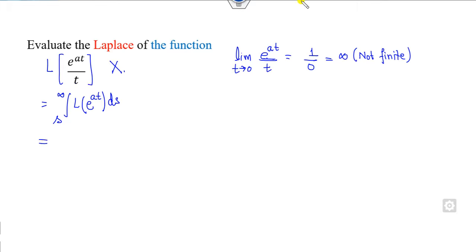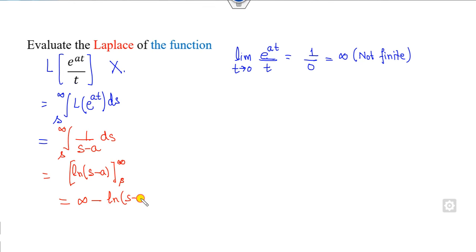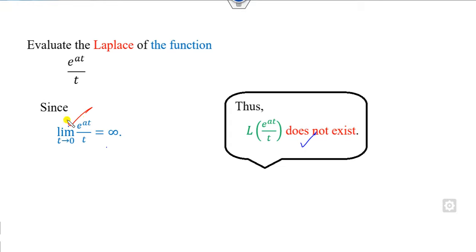Otherwise, if you want to solve them, again you will see that it will be 1 over s minus a. Then it will be ln of s minus a from s to infinity. So what is that? Ln of s at infinity, and you can see this does not exist. Again you can see it does not exist. But before that you should always try to check firstly whether it is finite or not.